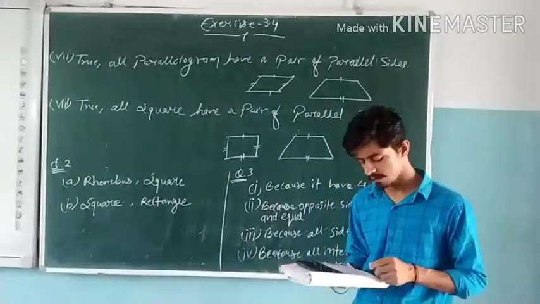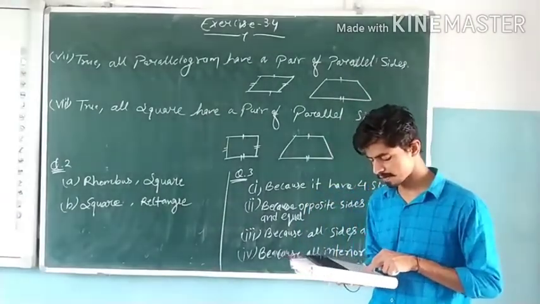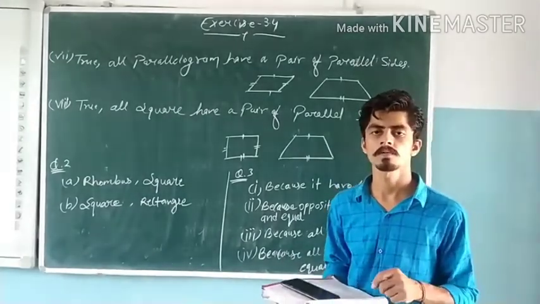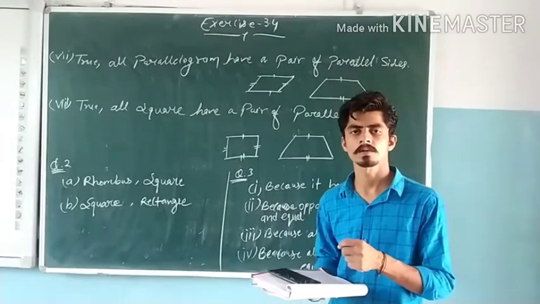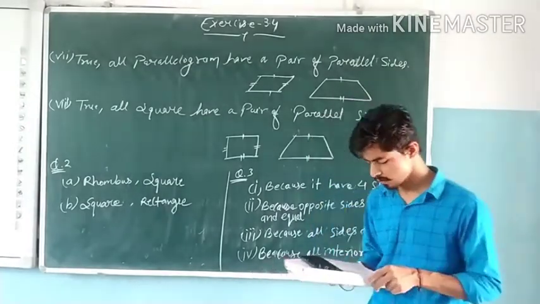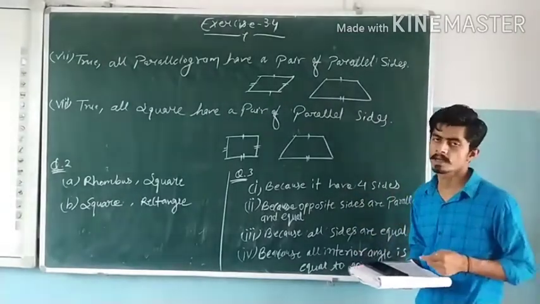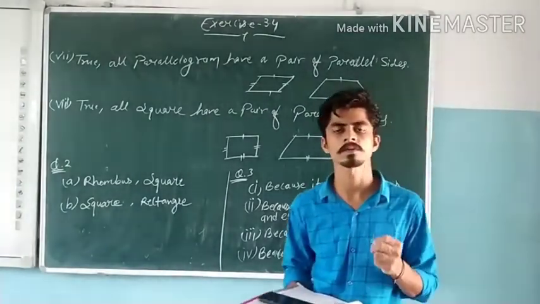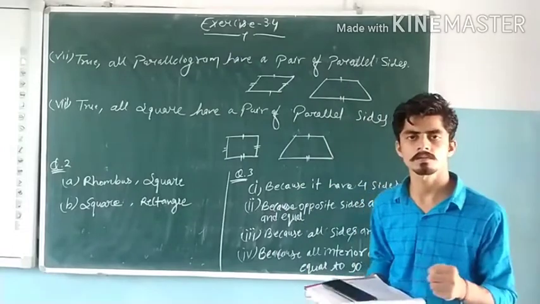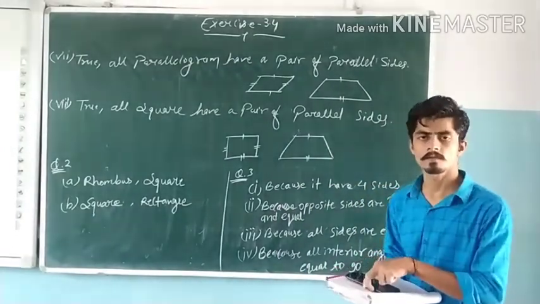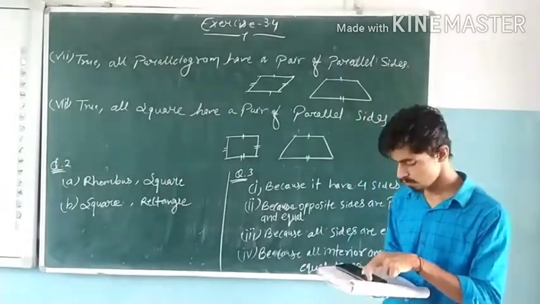So the next question is, explain how a square is a quadrilateral. We have to explain how a square can be called a quadrilateral in the first condition. So a square is a quadrilateral because it has 4 sides. As we know that 3 sides make a triangle, so 4 sides make a quadrilateral. So a square has 4 sides, that's why it is called a quadrilateral.